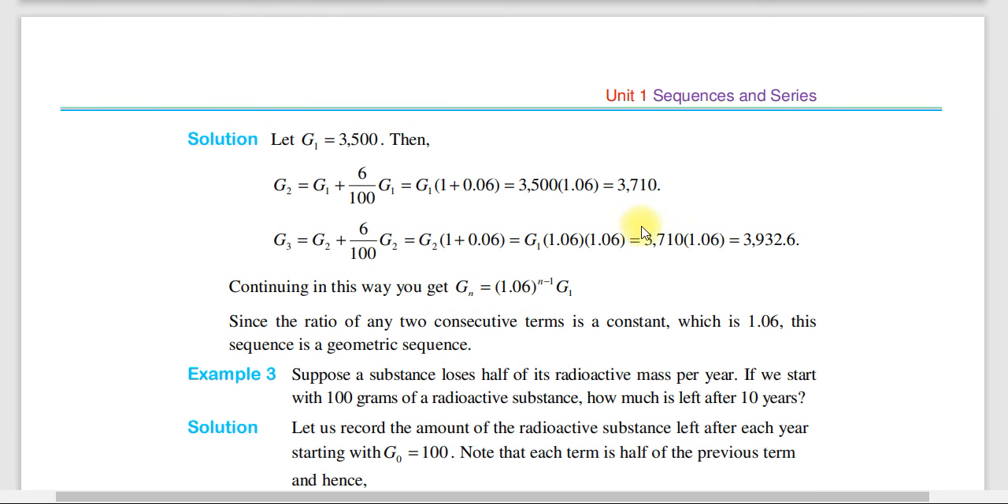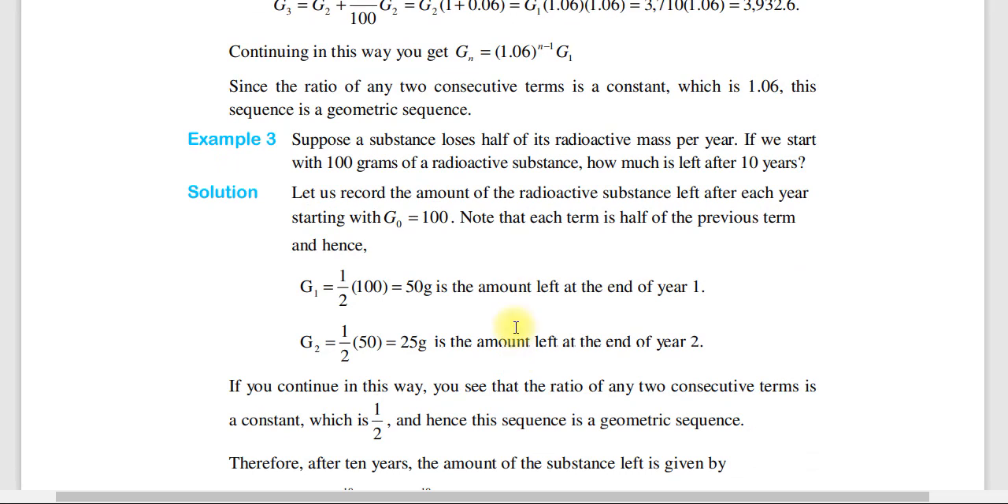Since the ratio of any two consecutive terms is constant, which is 1.06, this sequence is geometric. Now there are other examples. For example, suppose a substance loses half of its radioactive mass per year. If we start with 100 grams of a radioactive substance, how much is left after 10 years?